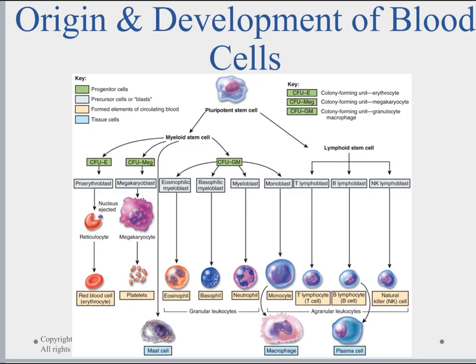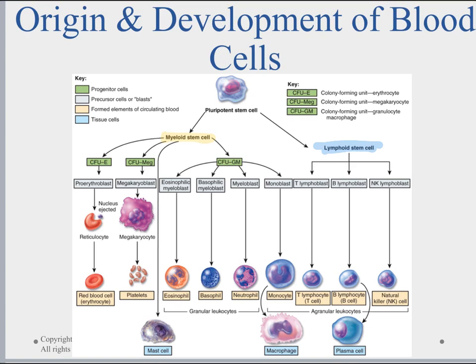We can use this flow chart to look at the origin and development of blood cells. Now, I'm going to talk about the colony forming units, the CFUs, but you're not responsible for knowing this. What you are responsible for knowing is the lineage, this phylogeny of what happens and what they become. So let's outline this. Let's look at our pluripotent stem cell. It's going to give rise to two types of cells, a myeloid stem cell and a lymphoid stem cell.